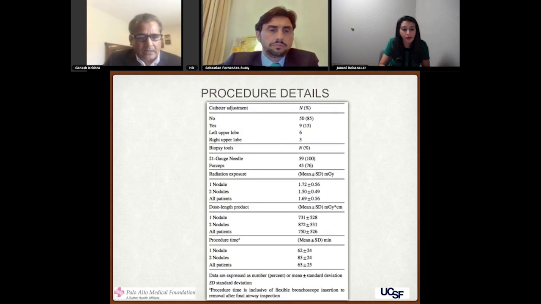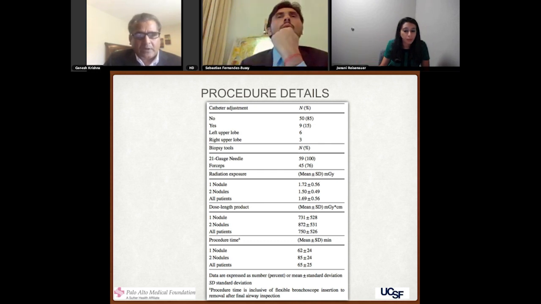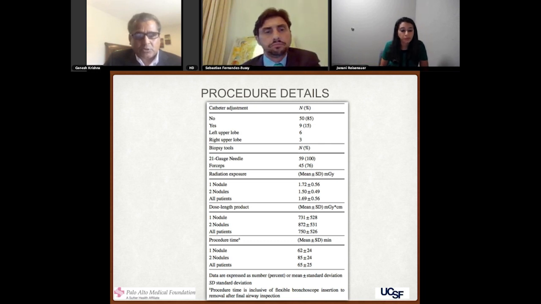We needed to make a catheter adjustment in about 15% of the patients, in 9. What I mean by that is that we reached 100% of our targets. The only time we had to adjust was a directional adjustment. We did not have to re-navigate to a different airway. So minor directional changes were all that we had to do. Interestingly, all those adjustments were in the upper lobe, raising the question of whether we did not have much CT to body divergence, but more of an airway to nodule relationship problem.